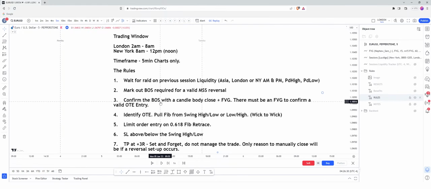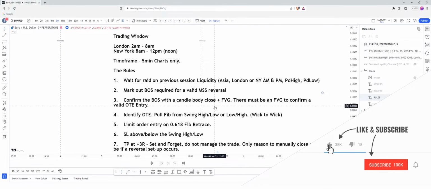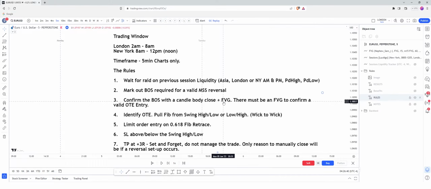The break of structure will be confirmed by a candle body close. So we're not going to use a wick through the level. We have to have a candle body close. And also to validate our entry, we need to see displacement or a fair value gap within that break of structure. So there must be a fair value gap to confirm a valid OTE entry. So we're not going to be looking at taking an optimal trade entry if there's no fair value gap or if there's no candle body close over the break of structure.